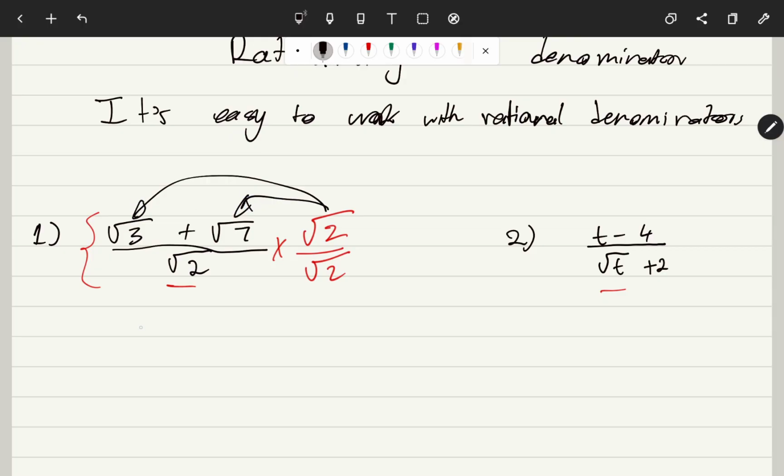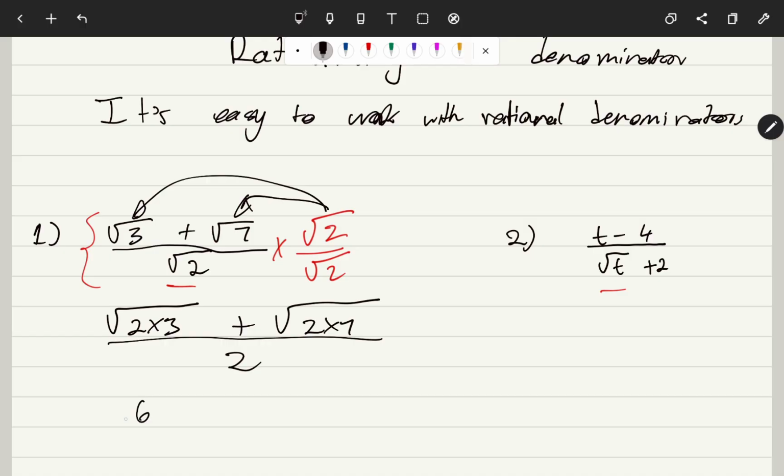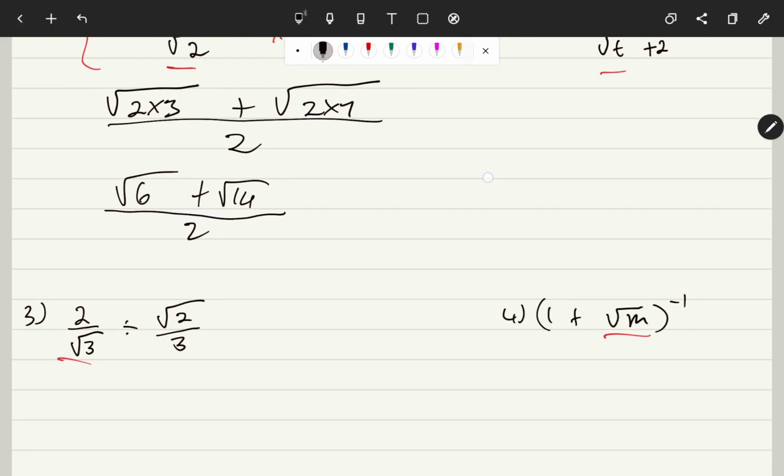So you have 2 times 3 plus 2 times 7, and you have 2, right? And of course you can just say you have 6 plus 14 and 2, then you're done, right?